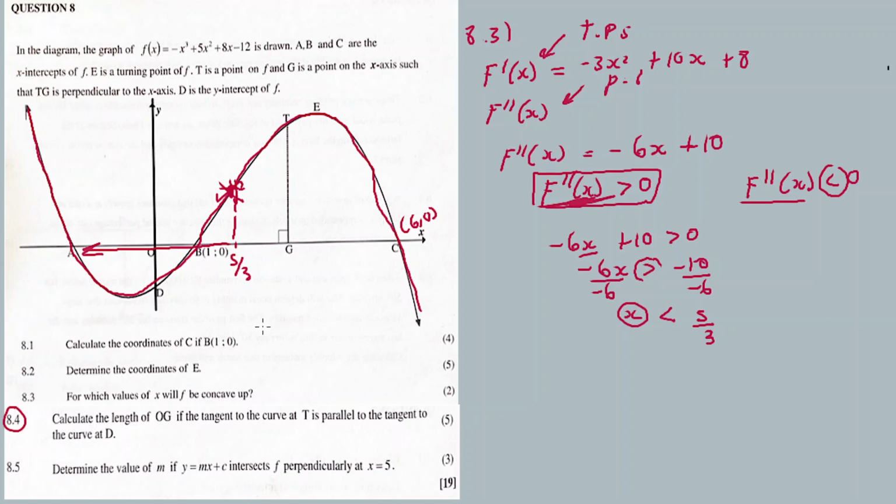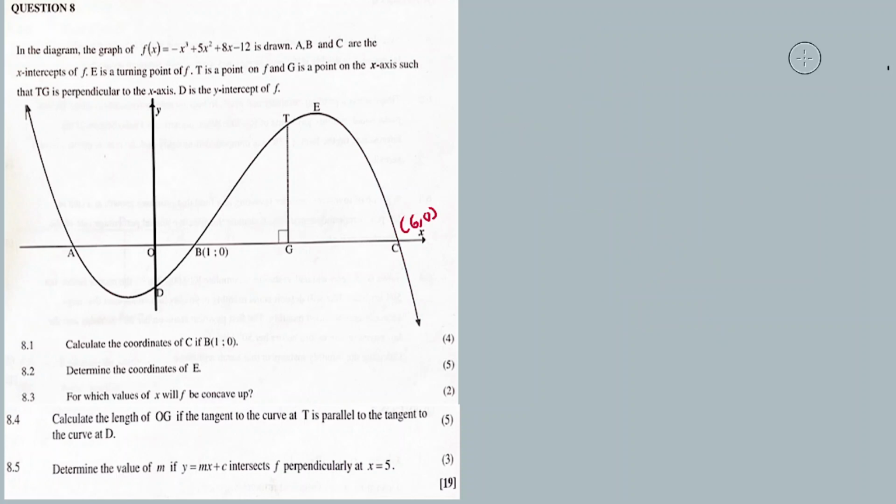Calculate the length of OG. The length of OG. We want OG, we want O to G. So what's our approach here? Calculate the length of OG if the tangent to the curve at T is parallel to the tangent to the curve at D.